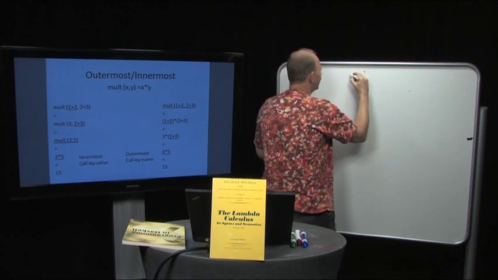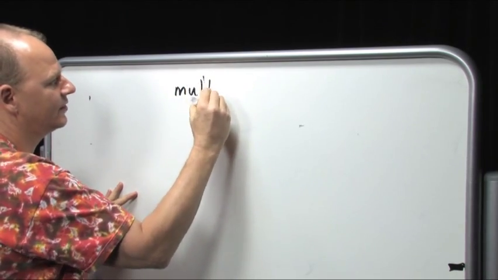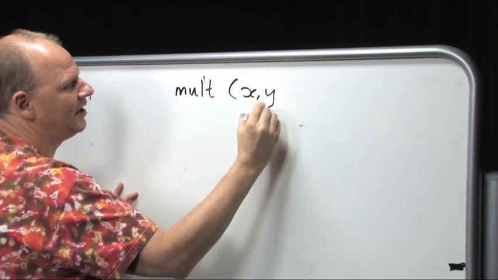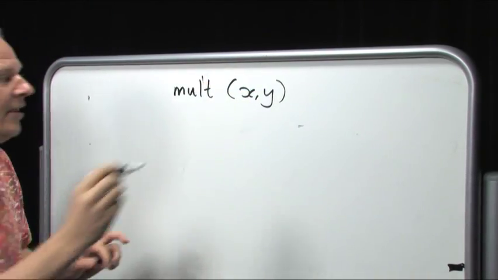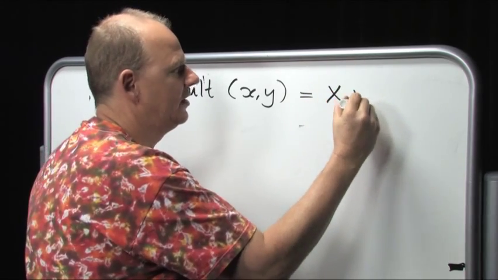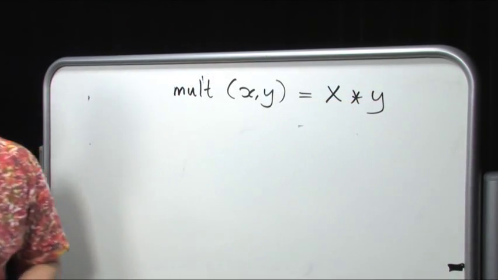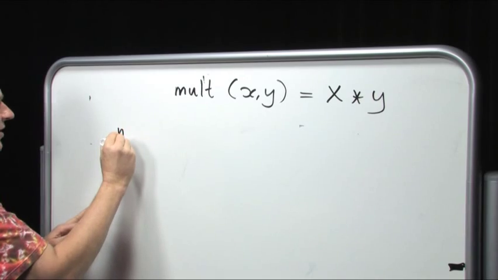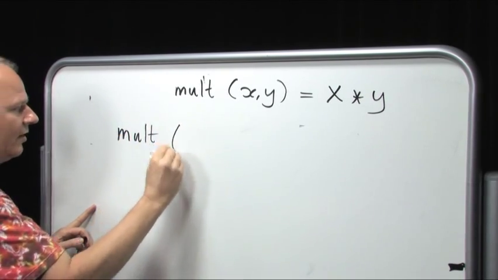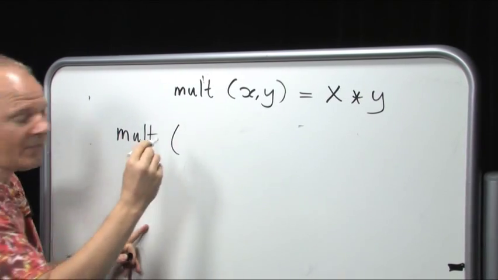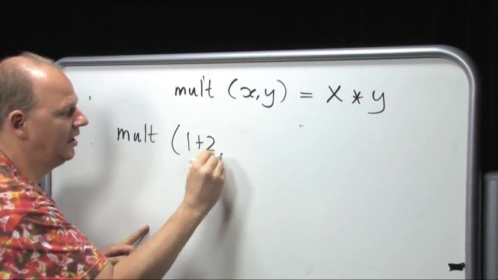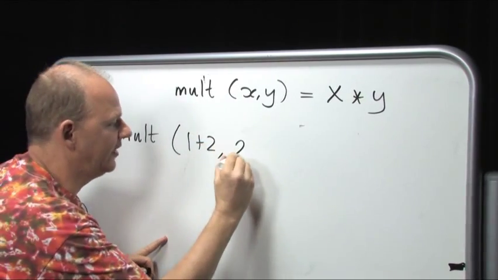Let's look at this next example. Instead of addition, we're doing multiplication. So we're defining the function mult with pattern matching. It takes a pair x and y, and it just multiplies the 2. And I'm going to execute this expression mult of 1 plus 2 and 2 plus 3.